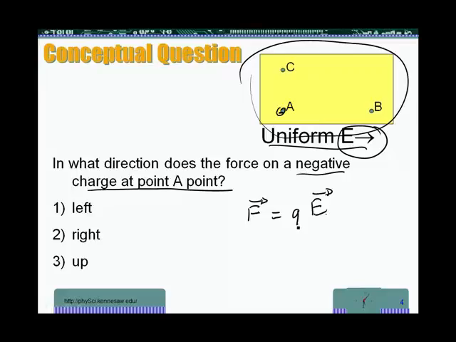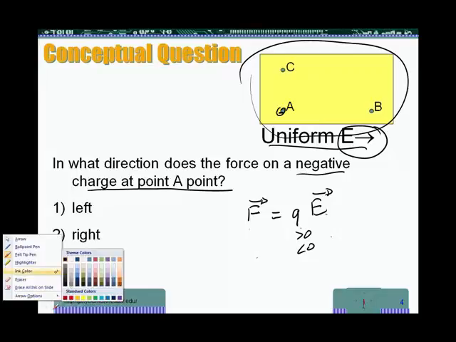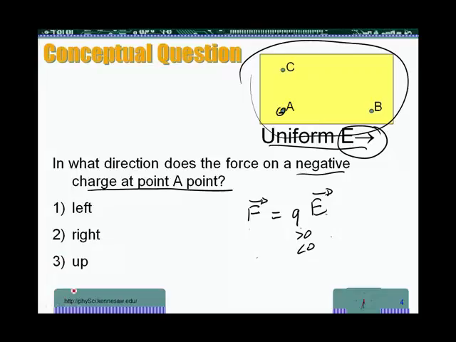Now, if my Q is positive, then the force has the same direction as the electrical field. If Q is negative, then we are multiplying E by a negative number, meaning that the direction of the force is opposite to the direction of the electrical field. Here, I'm going to try to draw it in two different colors. The electrical field, I'm going to draw it in red at the position where we have A, pointing in this direction.